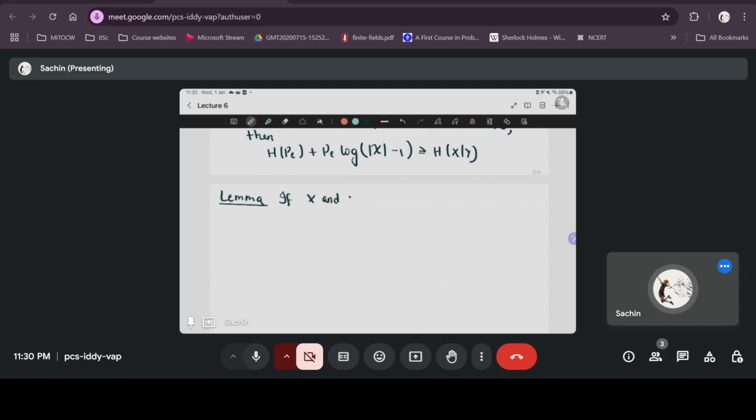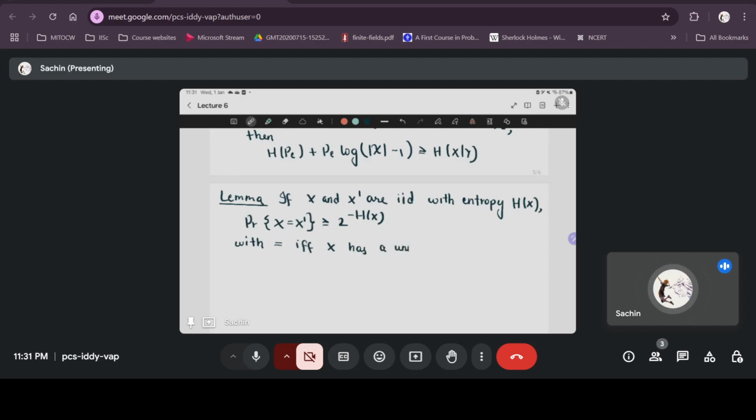If x and x hat, or x dash, are IID with entropy H of x, so they have the same distribution, so they will have the same entropy because the entropy depends only on the probability distribution. Then the probability that x is equal to x hat is greater than or equal to 2 power minus H of x, with equality if and only if x has a uniform distribution. Since x and x hat are IID, both x and x hat have the uniform distribution.